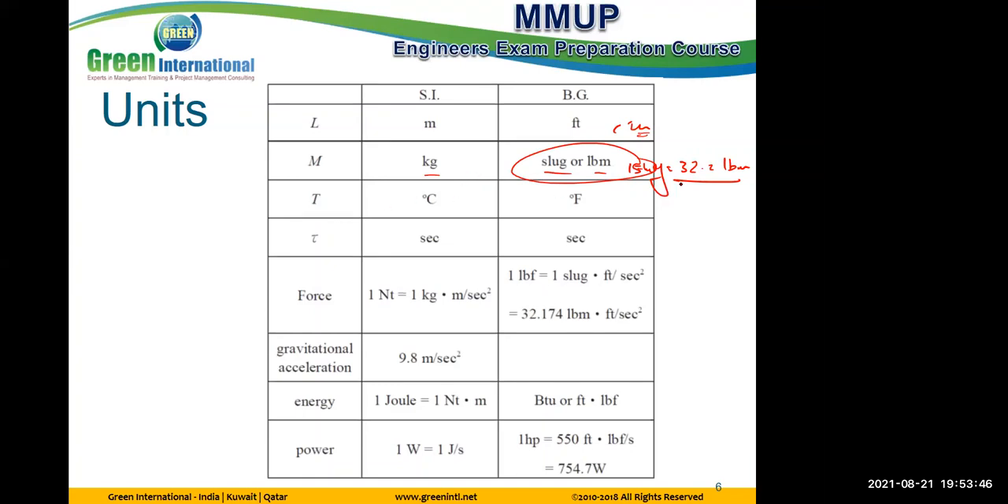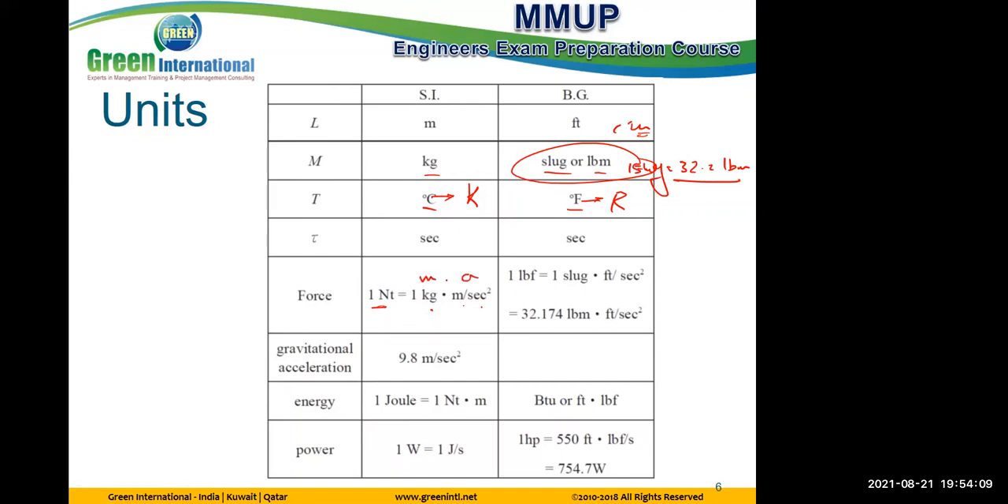So one slug is equal to 32.2 pound mass. Temperature here is Celsius, and this is Fahrenheit. The absolute scale for Celsius is Kelvin. The absolute for Fahrenheit is Rankine. Time is the same, second. Force is 1 Newton, which is equivalent to kilogram meter per second square, because as you know, force is equal to mass times acceleration.